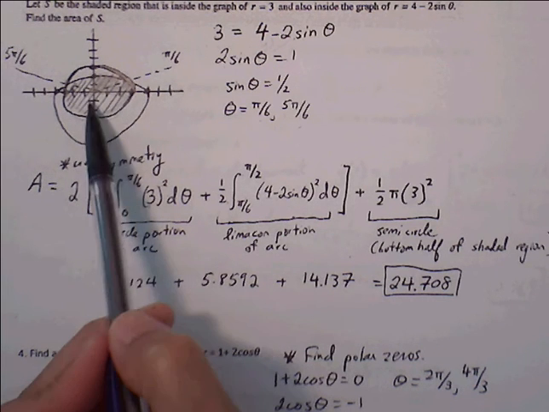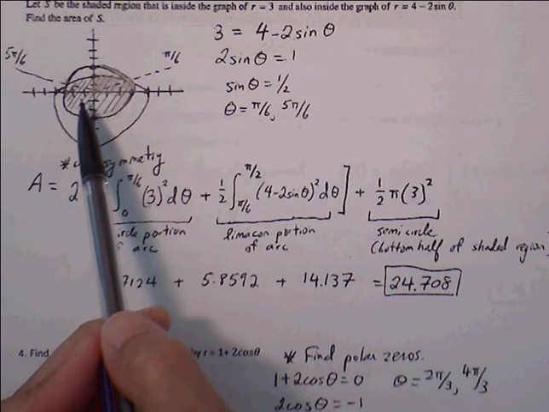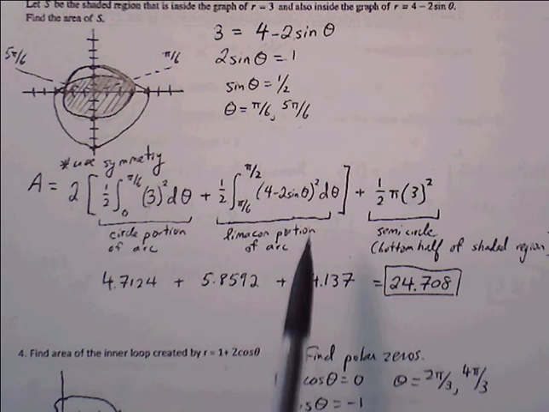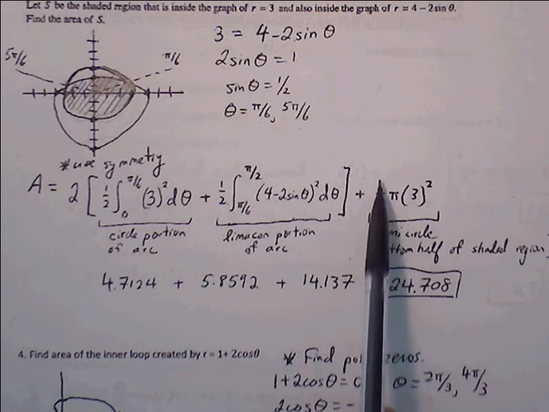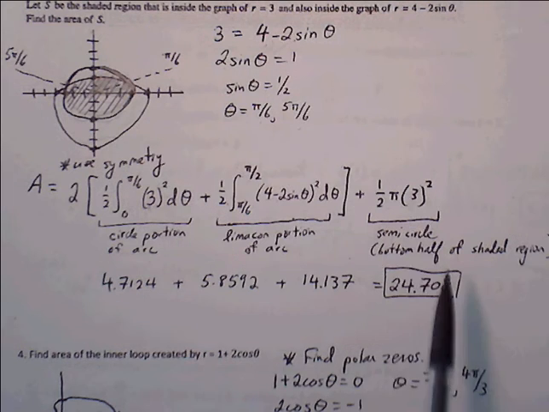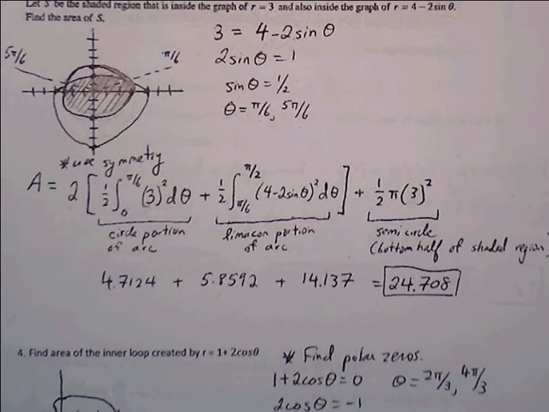The semicircle has a radius of 3, and we know the area of a circle is pi r squared, so pi r squared divided by 2 will give us the semicircle, the bottom half of the shaded region, so 1/2 pi r squared. Then we just use our calculator and combine those values together. 24.708 is the area of the shaded region.